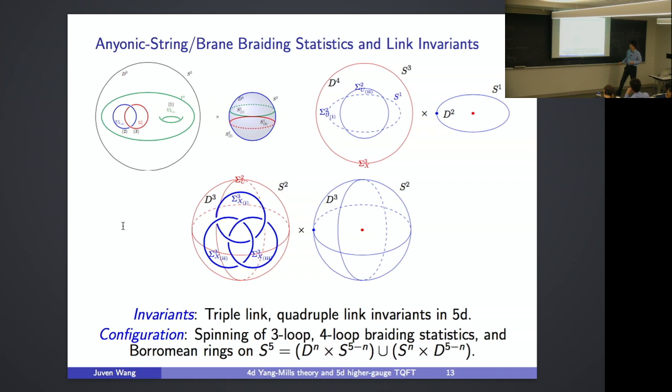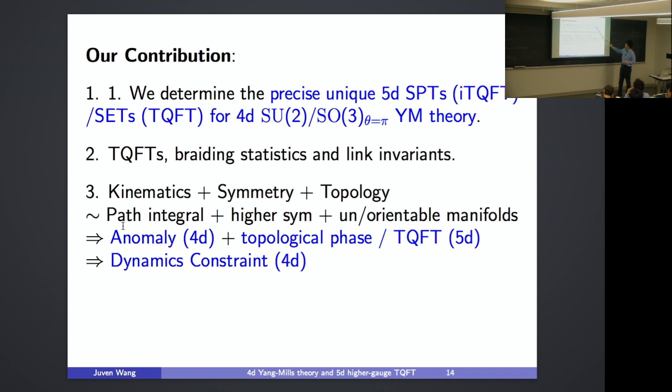So our contribution in this work is to precisely write the unique, or maybe mathematical, SPT state as a TQFT partition function for this Yang-Mills theory. We determine the braiding statistics. Given the kinematics, symmetry, and topology, the kinematics can be determined by the partition function. We use the higher symmetry, put on unorientable manifolds, and we should be able to determine the anomaly completely, at this stage at least. And all this can be written as a topological phase in one higher dimension. So they should be going to a dynamical constraint.